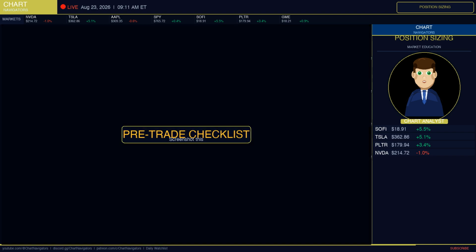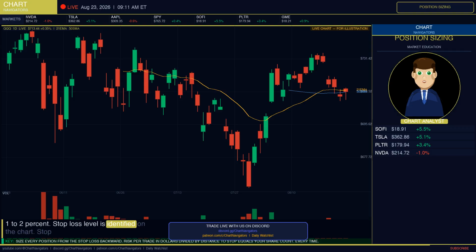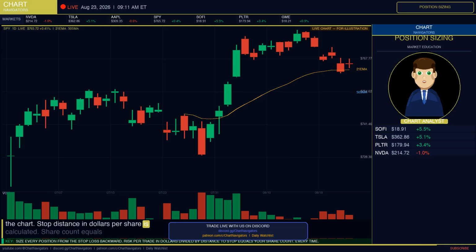Here is your complete checklist before you take any trade using this setup. Account size is known. Risk per trade is set at 1 to 2%. Stop loss level is identified on the chart. Stop distance in dollars per share is calculated. Share count equals dollar risk divided by stop distance.